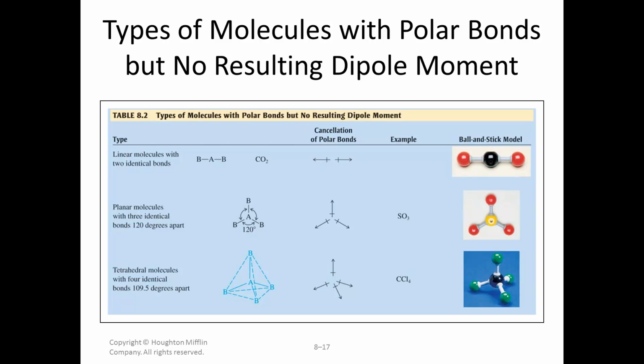When we have planar molecules with three identical bonds at 120 degrees, known as a trigonal planar molecule, we can end up with cancellation of dipole moments for no net dipole on the molecule. When we have a tetrahedral molecule with four identical bonds at 109.5 degrees and a symmetric molecule, we can have cancellation of our dipole moments to end up with no net dipole.